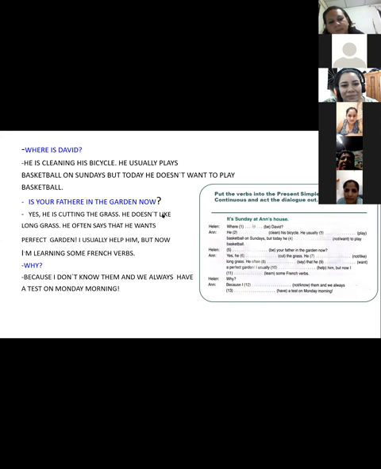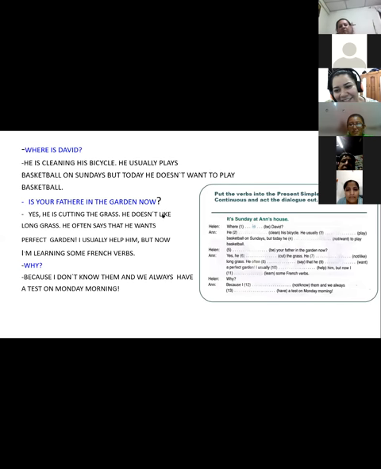Is your father in the garden now? Yes, he's cutting the grass. He doesn't like long grass. He often says that he wants a perfect garden. I usually help him, but now I'm learning some French verbs. Why? Because I don't know nothing, and we always have a test on Monday morning. Excellent. All right, Roxy and Alicia.